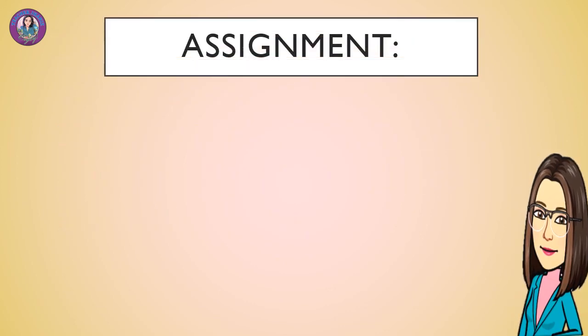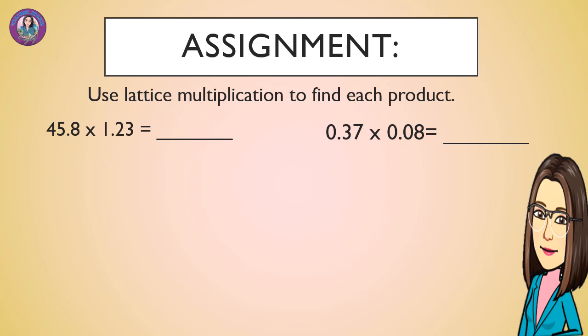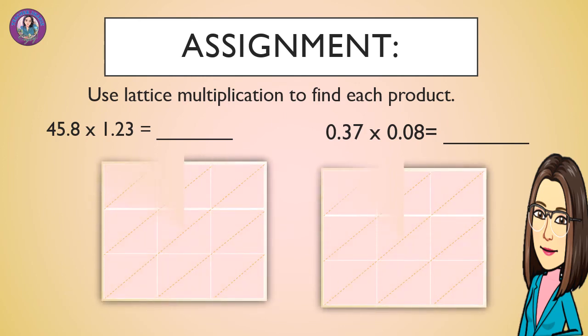For your assignment, use lattice multiplication to find each product. I have 45 and 8/10 times 1 and 23/100, and 37/100 times 8/100.